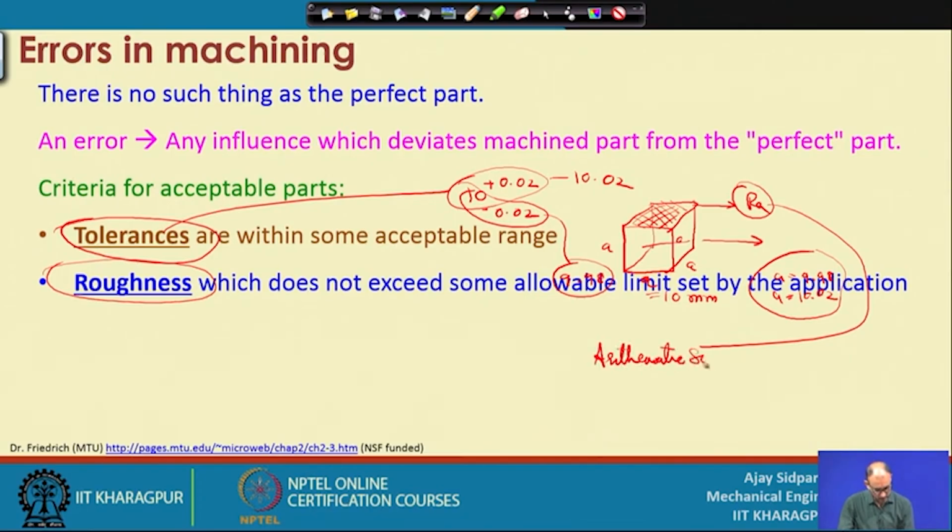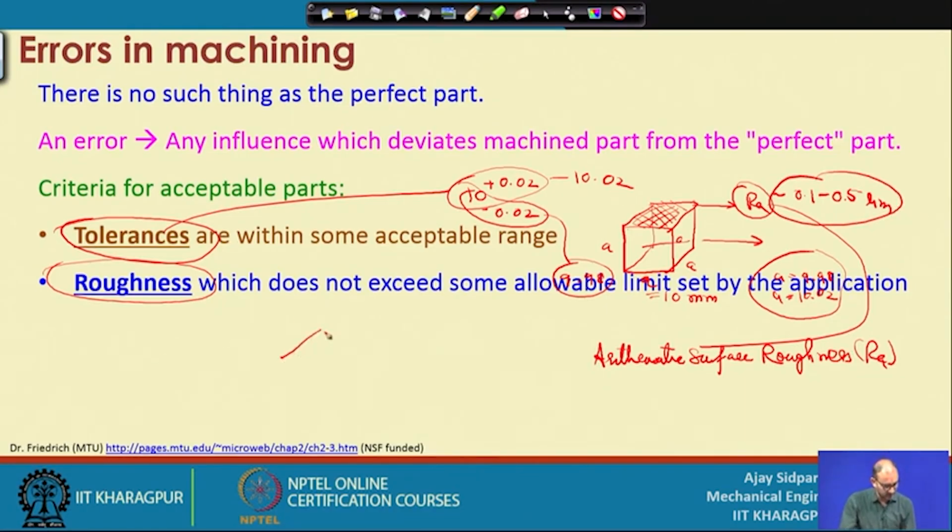Arithmetic surface roughness, that is called Ra. So, here also we say that if Ra is approximately 0.1 micron to 0.5 micron, then it is acceptable. So, what is this Ra? Suppose this is one particular surface.